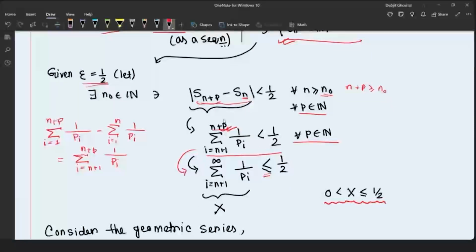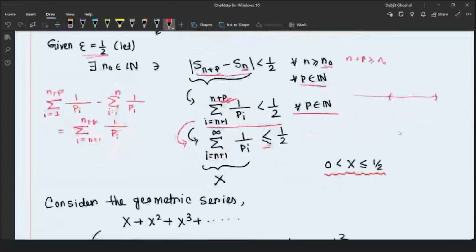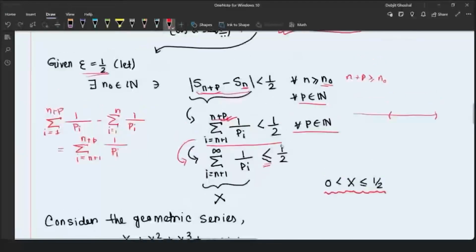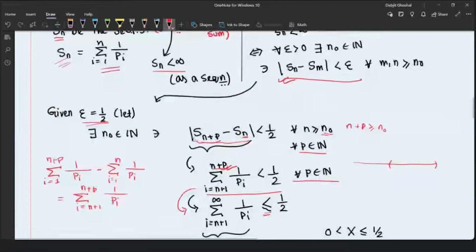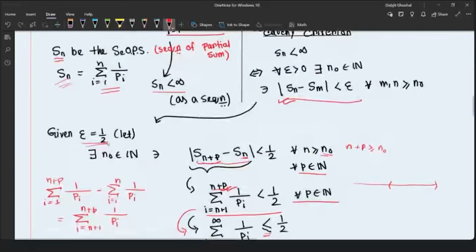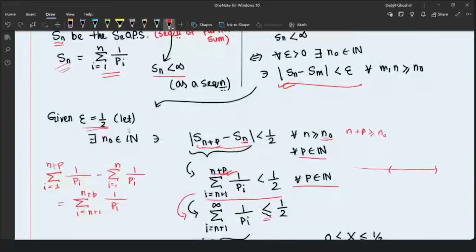Now what we actually did here: if a series is convergent, I can always find a tail whose sum is less than an arbitrary positive number. So we get here the n plus 1 tail of this series, which is less than half. Now you may ask why I am choosing epsilon equals to half. You'll see the importance of choosing epsilon less than 1.